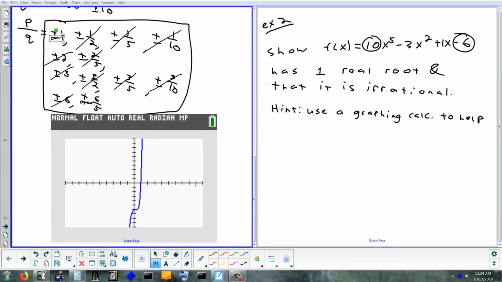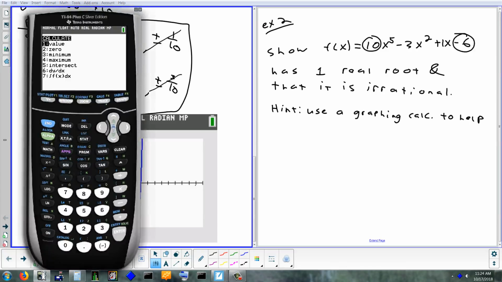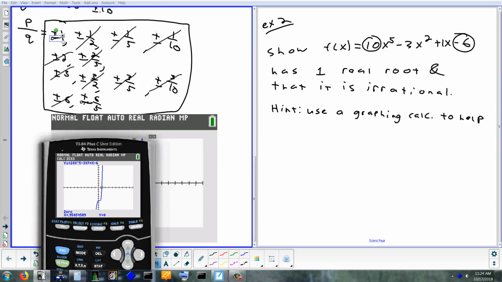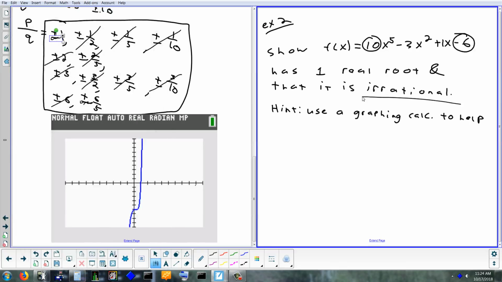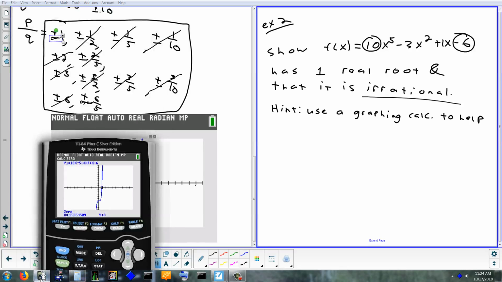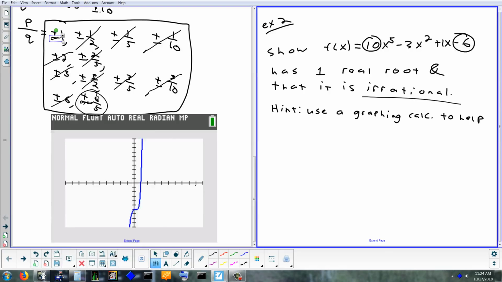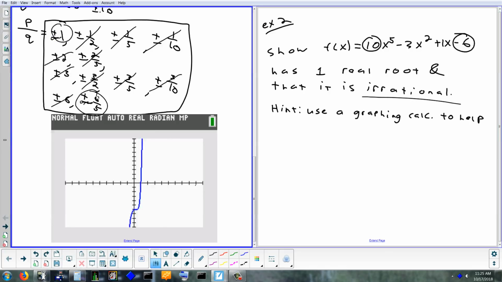Now let's check it. Let's go second, calc, zero. Pick a point left, pick a point to the right, and do your guess. And the answer is 0.9505. Why does 0.9505 have to be irrational? Because it's none of the possible ones that we had. It's none of the possible ones that are rational. If it's rational, it's got to be one of those numbers. And we narrowed it down to this one and +1.